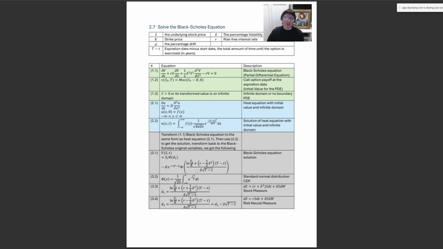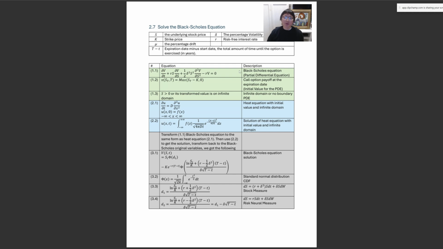Another driver for me to dig into this is that when you use a brokerage website, it gives you a lot of information like delta, probability, gamma, and so on. That information mostly comes from the Black-Scholes equation solution. So if you understand the derivation and how to solve it, and have some understanding of the solution, when you look at the numbers on the brokerage website you will have a better understanding and know what you are doing.